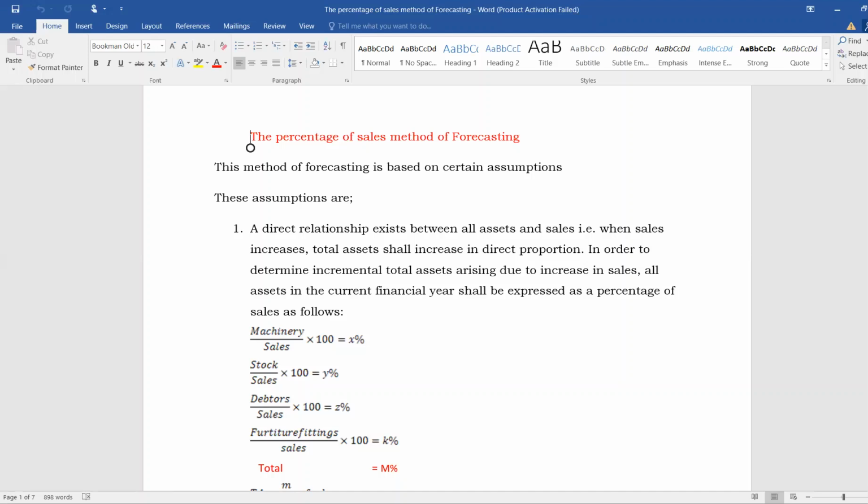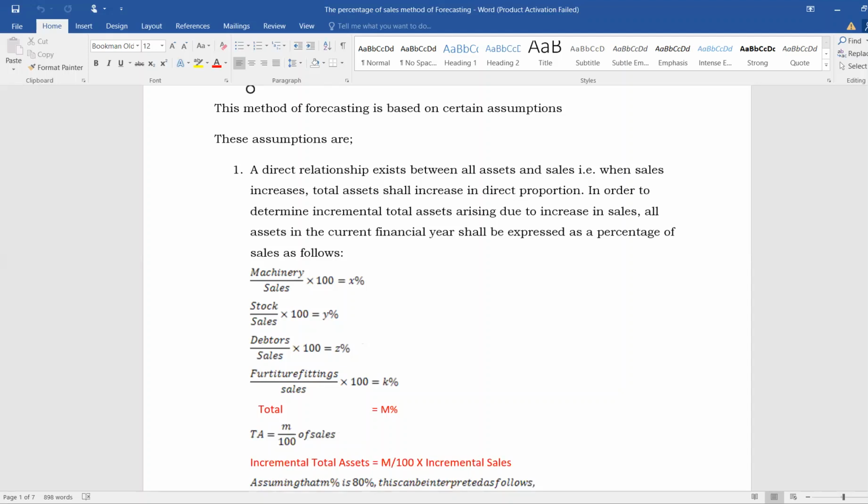So one of the fundamental assumptions of the percentage of sales method is that a direct relationship exists between all assets and sales, which means if the firm's sales go up, the firm's assets are expected similarly to go up. If the firm's sales go down, the firm's assets value is expected to go down. That's an assumption. Whether that holds in practice is an area of debate.